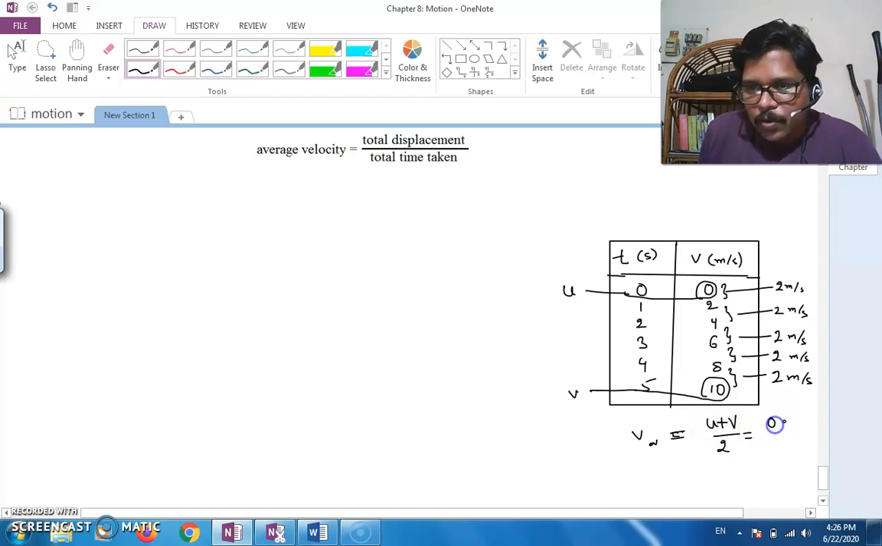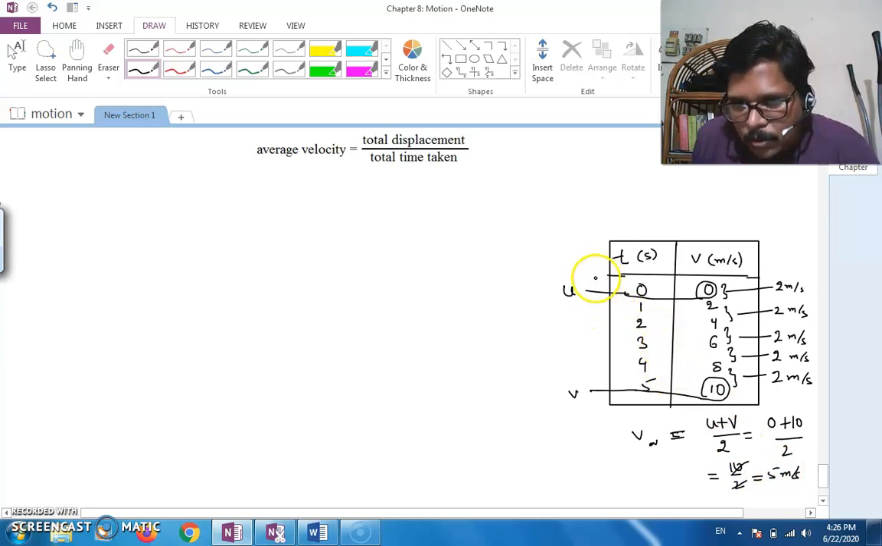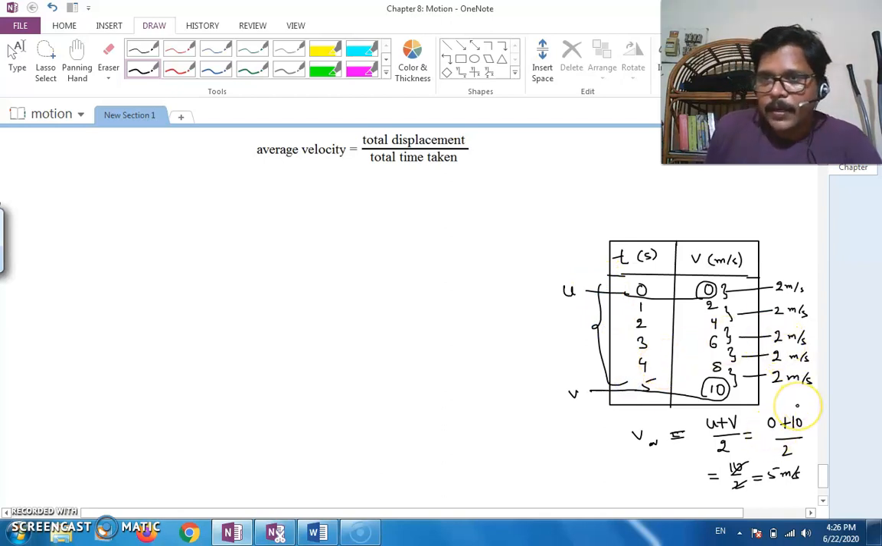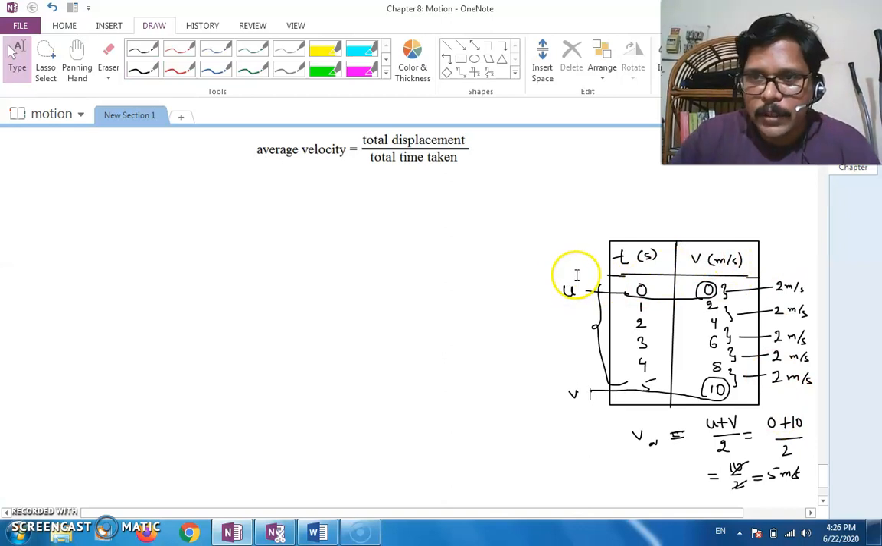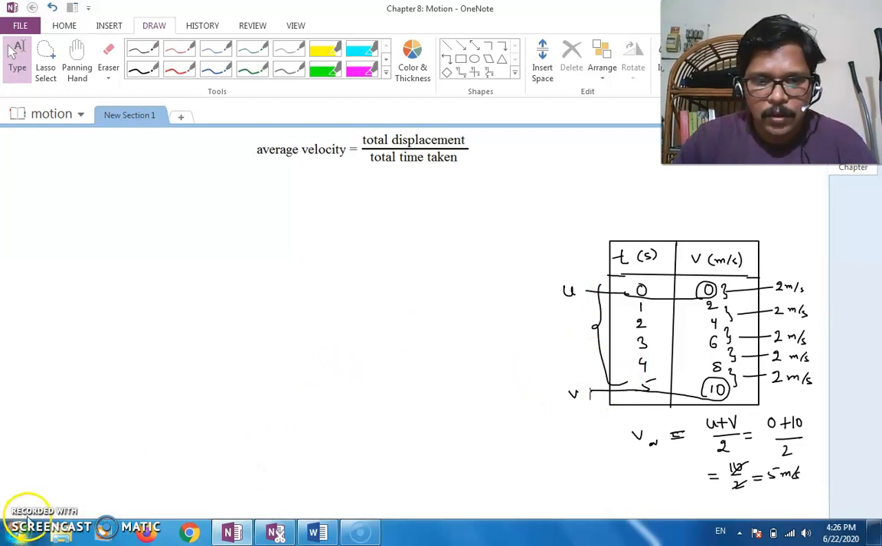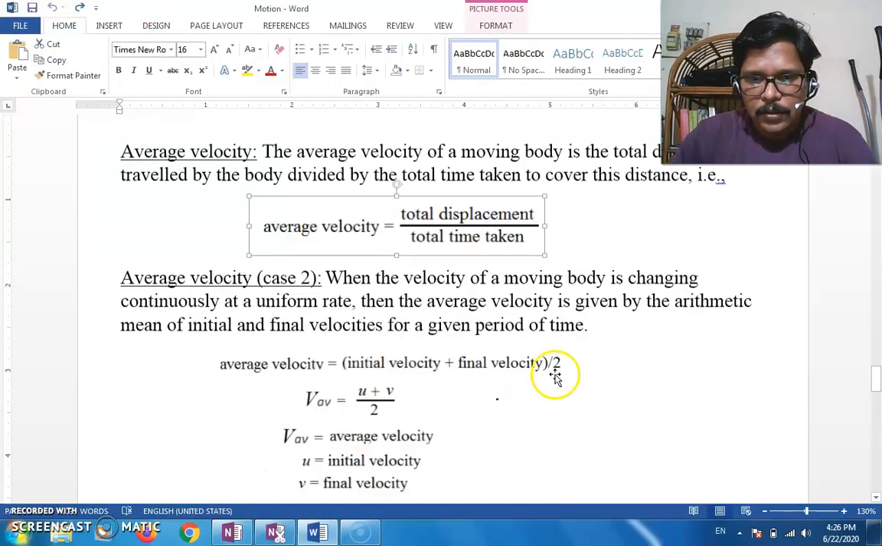So I write (0 plus 10) by 2, which is 10 by 2, that is 5 meter per second. In this case, for these 5 seconds, the average velocity is 5 meter per second. This is the second case of average velocity. That means if the velocity of an object changes uniformly, whether it increases or decreases uniformly, then the average velocity is taken as the mean of the initial and final velocities. I will put the definition in front of you.